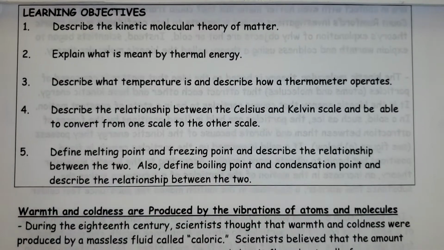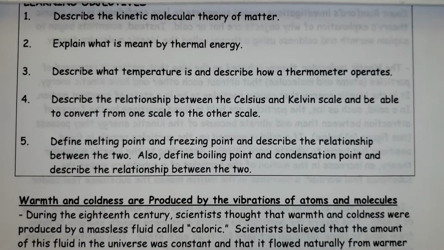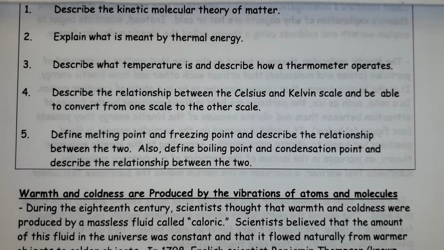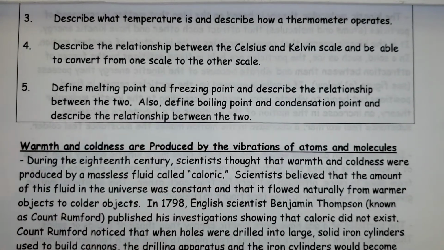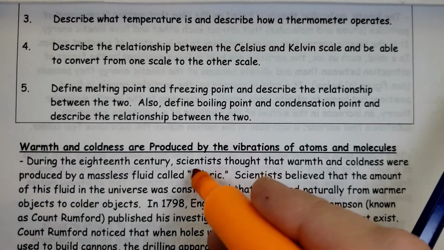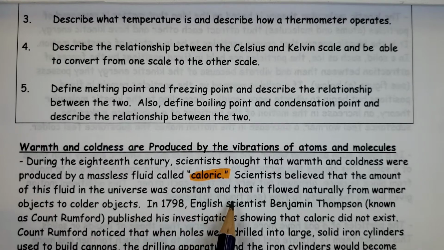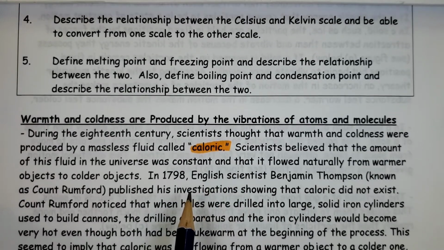So the first two sections here, HT 1.1 and 1.2, are more qualitative, meaning that there aren't a lot of things that we're going to calculate. Just going to basically look at concepts involving heat. So the first one, warmth and coldness. We can think of them as being produced by vibrations of atoms and molecules. During the 18th century, scientists thought that warmth and coldness were produced by a massless fluid called caloric, this mysterious caloric. Scientists believed that the amount of this fluid in the universe was constant and that it flowed naturally from warmer objects to colder objects.